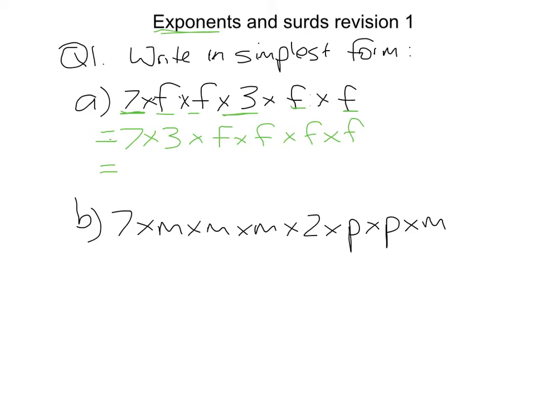Now we can evaluate the numbers, so 7 times 3 is 21, and then all of these f's multiplied together, there's 4 of them, so we can write this as f to the power of 4. That's the answer to that one. So if we had 5 f's, it would have been f to the power of 5. If it was 2, it would have been f to the power of 2.